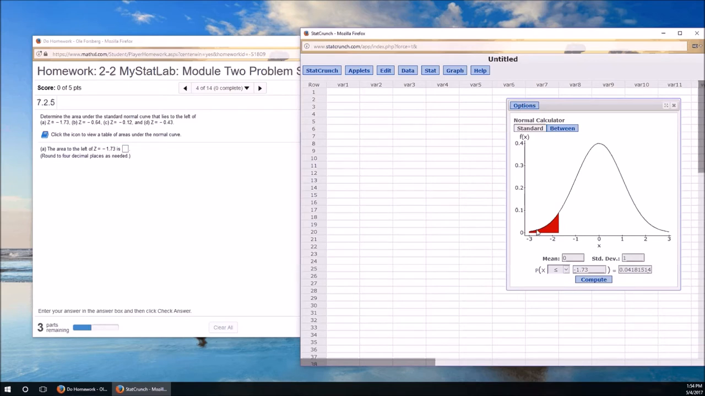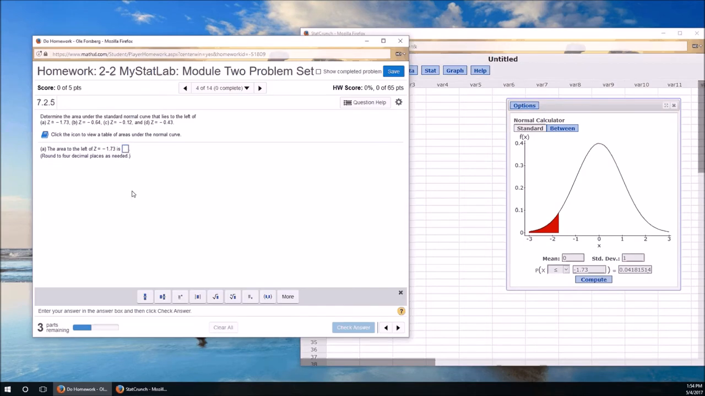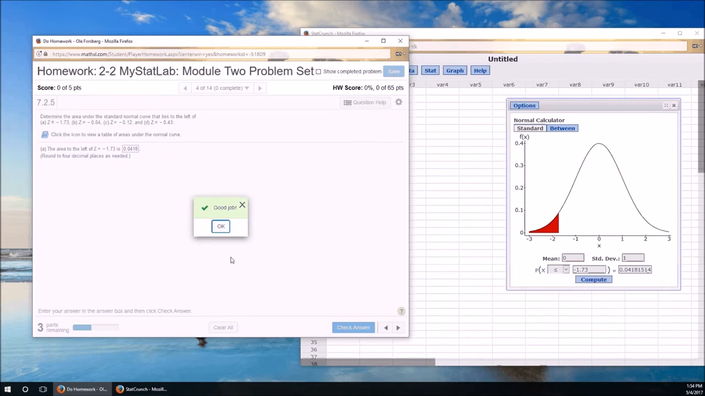This is the probability of getting a number less than or equal to -1.73, assuming the numbers come from this distribution, and it's 0.04181514. Round to four decimal places. See if I can do that. 0.0418. Four decimal places. Check answer. I did a good job.